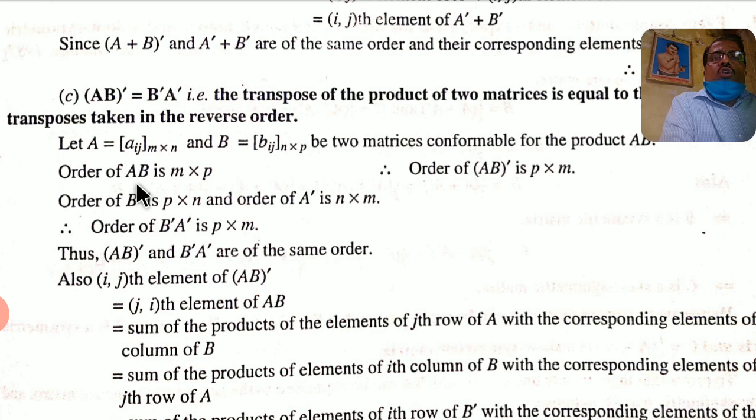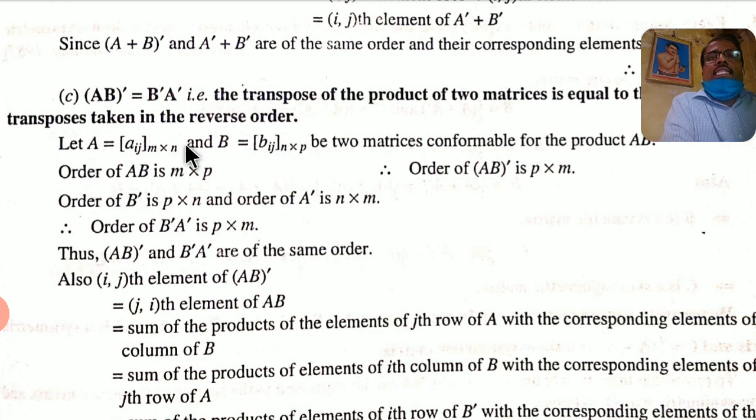Then the order of AB is, as I already told in the last class, that if any two matrices are multiplied, then the new order is what? Let A be a matrix of order m cross n and B be a matrix of order n cross p.